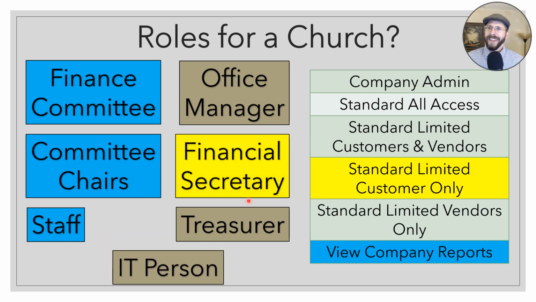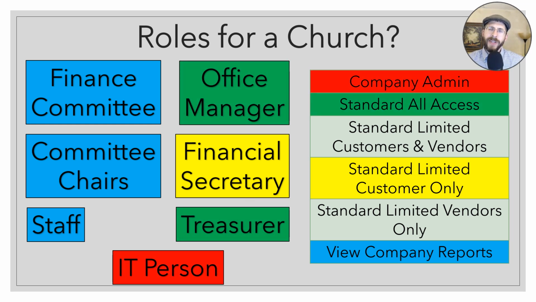The next one that I thought just made sense is to set up your financial secretary, the donation person, as standard limited customer only. That way they're only able to look at the revenue side of things. They're able to record everything and keep the donor records right there in QuickBooks. And that's assuming that that's the way you're doing it. If you're not keeping the donor records in QuickBooks, I don't know if I would give this person access. But if you are, I do have a link for how to do that too, I will put that.